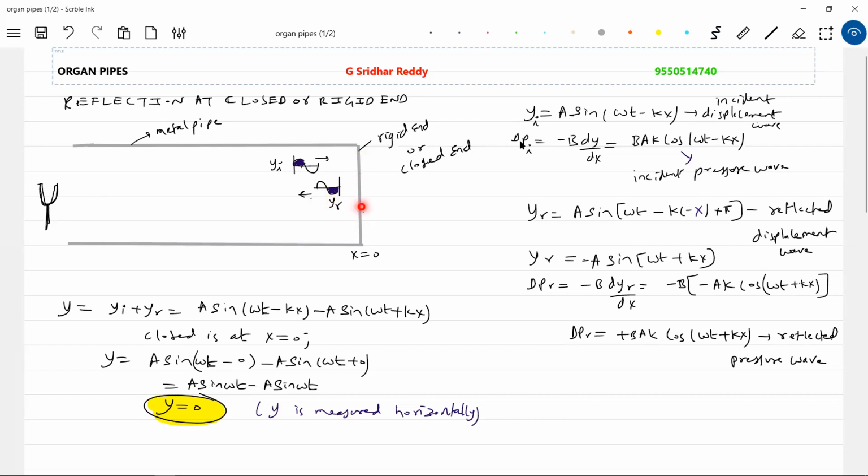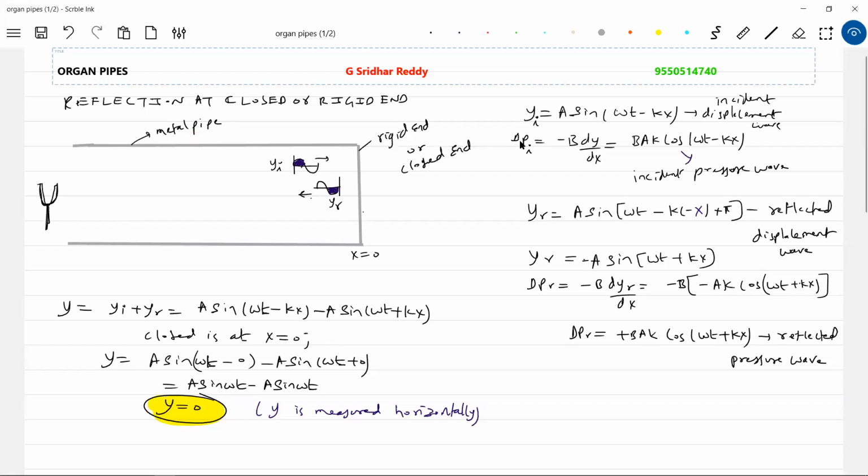So what will happen to this particular layer? It will not vibrate. It will be at rest at all times. So if a sound wave is incident at a closed end, what will happen to the closed end? The closed end will not vibrate. I think this is quite common sense, no? You just take a pen cap. It is similar to a cylindrical tube or metal pipe.